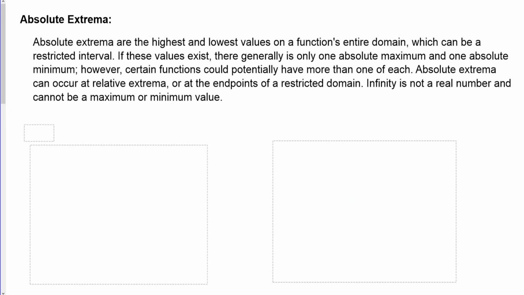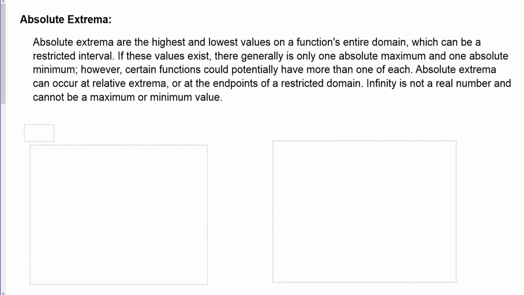Now let's turn our attention to absolute extrema. So absolute extrema are the highest and lowest values on a function's entire domain, which could be a restricted interval and oftentimes is. If these values exist, there is generally only one absolute maximum and one absolute minimum. Sometimes they don't exist at all. Sometimes they're tied for first place.